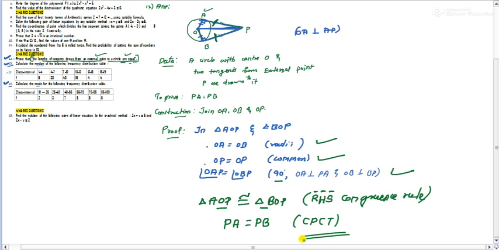Got it, guys? Have you understood? This is a very simple and easy theorem. Okay? If you have any doubt, you can raise your hand. No? So we'll go to our next question. Okay, guys?